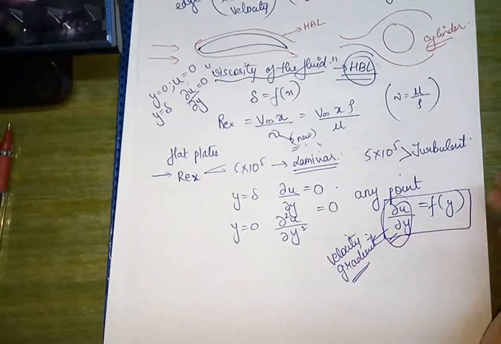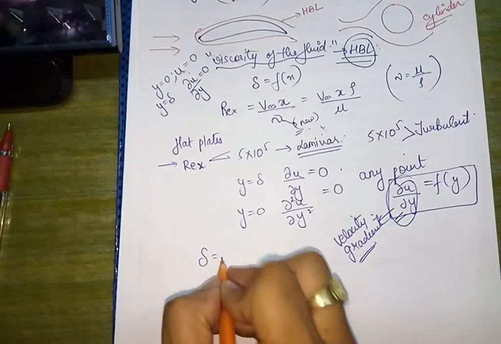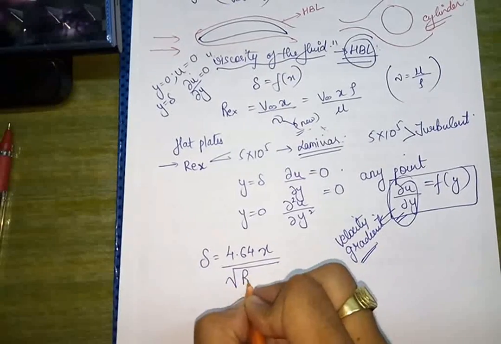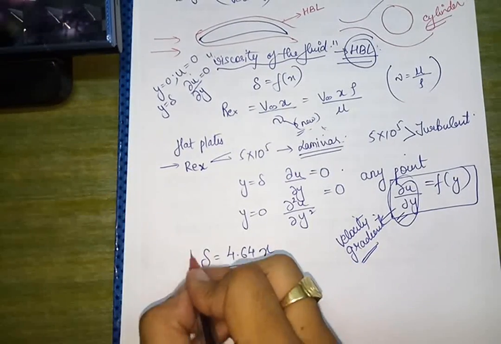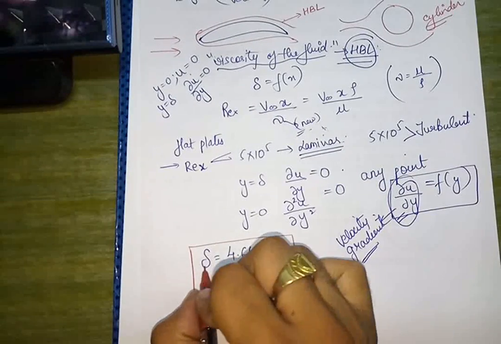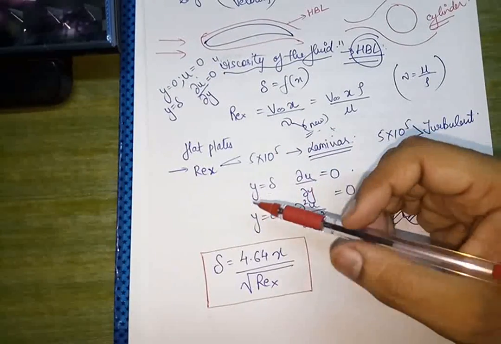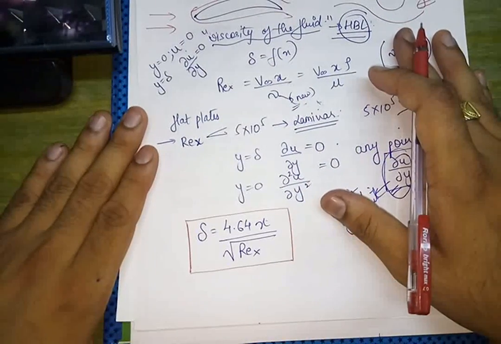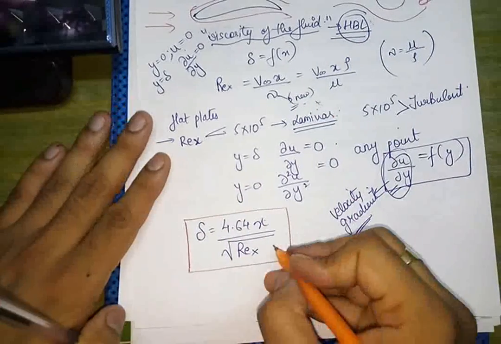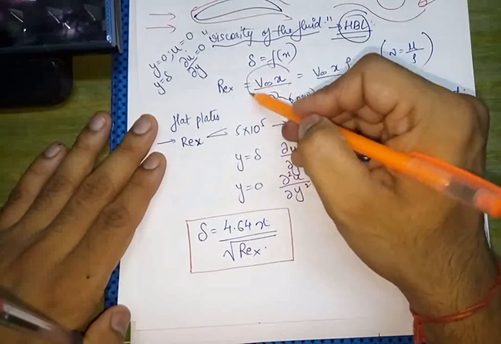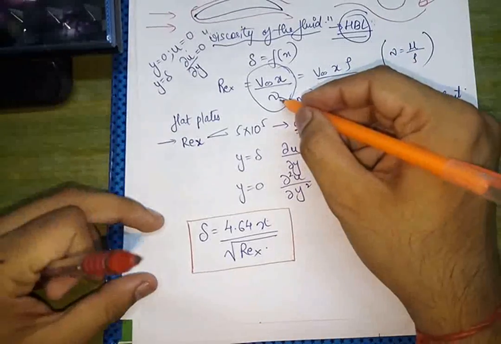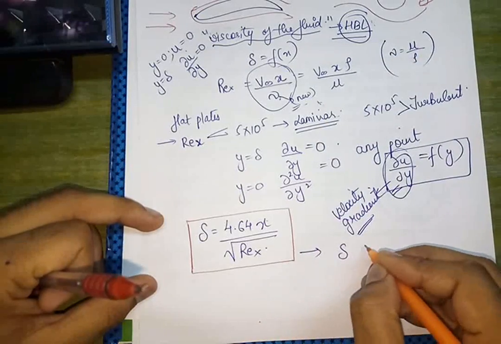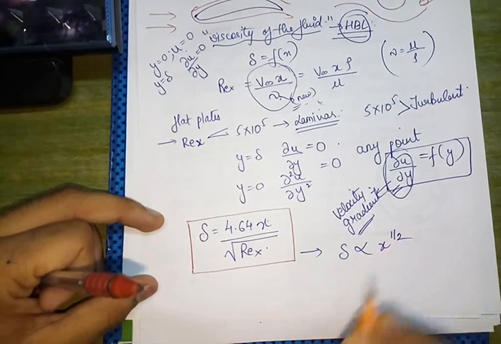Velocity gradient is actually a function of y, where delta is equal to 4.64 x upon under root Re x. Please remember this formula, that delta is the hydrodynamic boundary layer thickness and this is equal to 4.64 x upon under root Re x. ठीक है, Re x, और Re x को फिर हम लोग क्या लिख सकते हैं, Re x को हम लोग लिख सकते हैं V infinity x upon nu, under root of that. तो यहाँ से actually हमें पता चलेगा कि delta is proportional to x to the power 1/2.